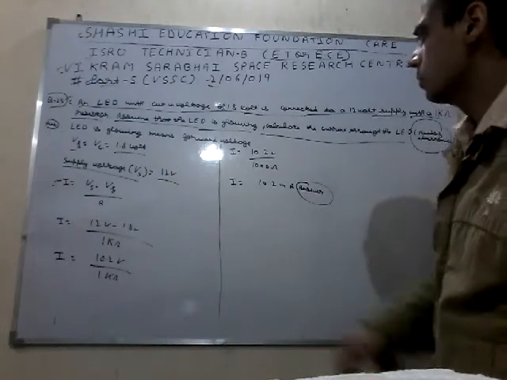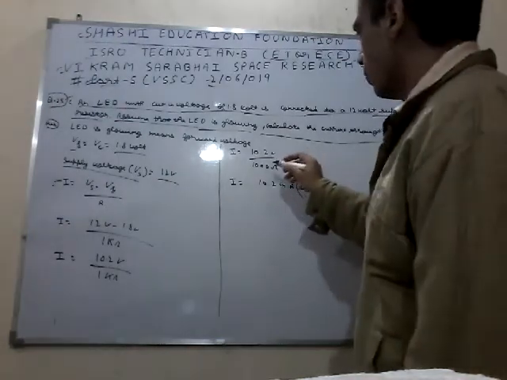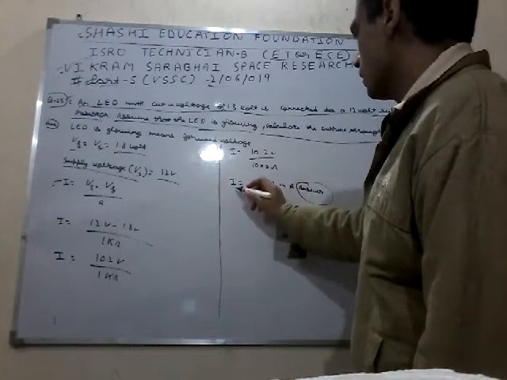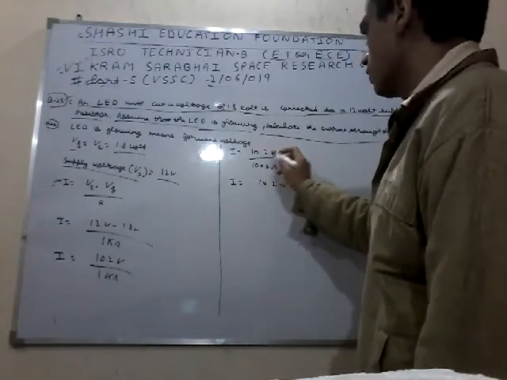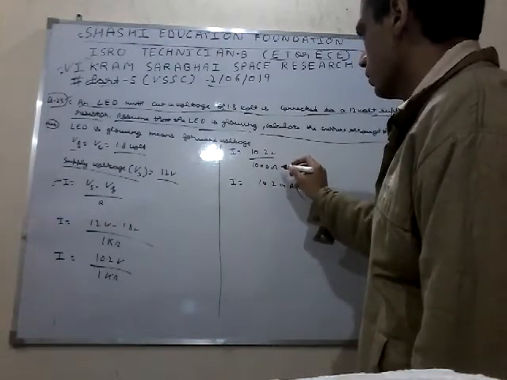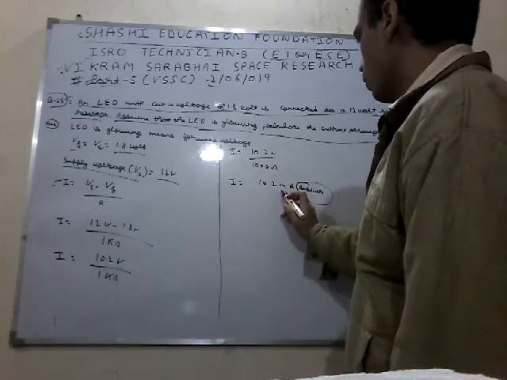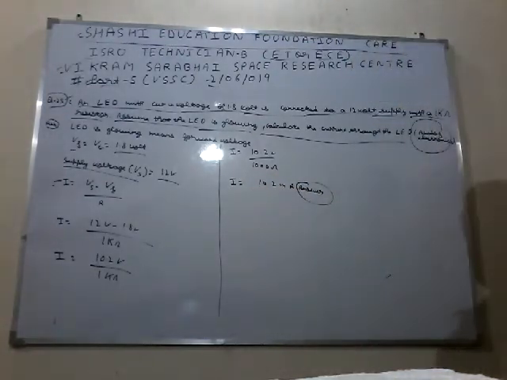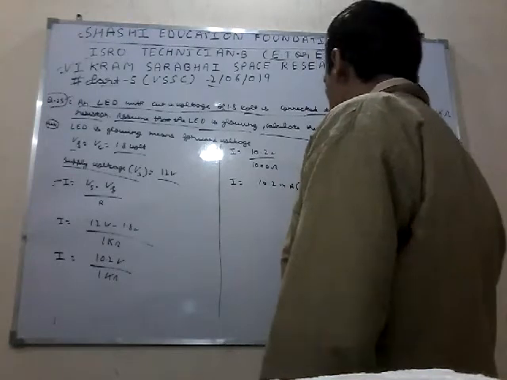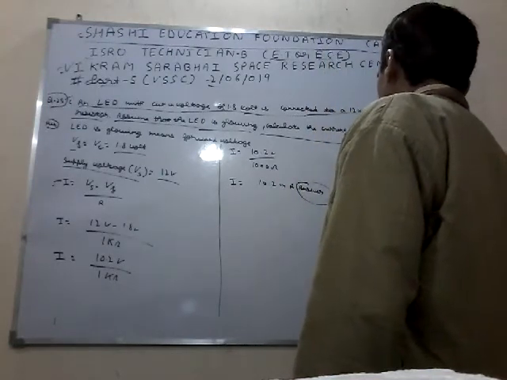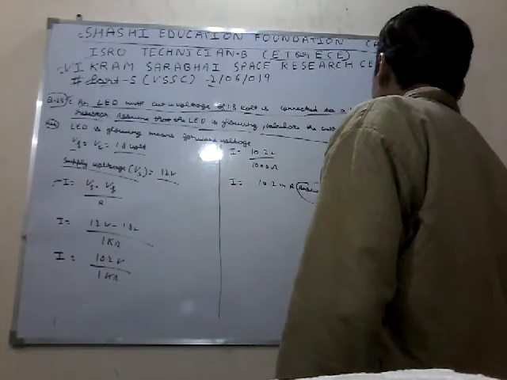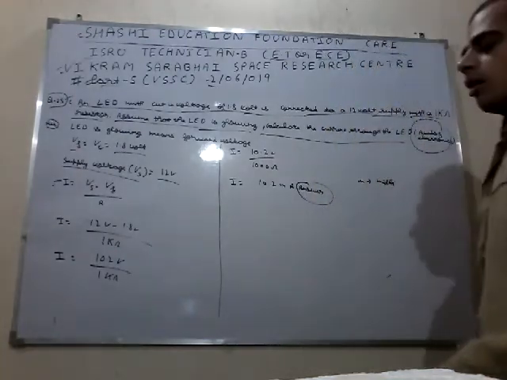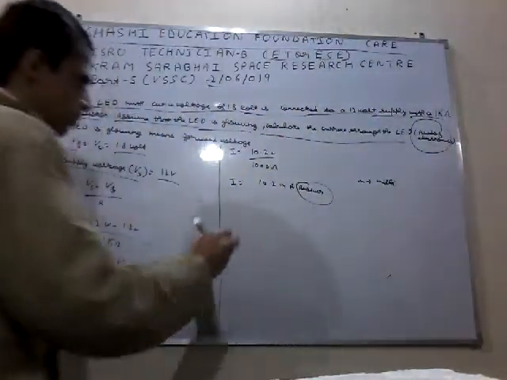For 1 kilo ohm, it is 10.2 volt upon 1000 ohm. The answer: current equals 10.2 volt upon 1000 ohm, so current equals 10.2 milliampere. Milliampere, the small m stands for milli. I told you how milliamperes came instead of ampere. Let's see it here.